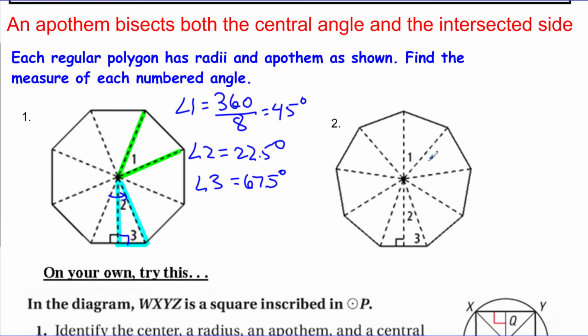And if you notice in this picture, I don't know anything about how long any of these sides are. I don't know how long a radius is. I don't know how long an apothem is. I don't know how long any of the sides are. But without knowing any of that, we know that every regular octagon is going to have central angles of 45 degrees. When we draw an apothem, we're going to make 22.5 degree angles, right? And we can even figure out some of the other angles, like angle 3 down bottom, okay?